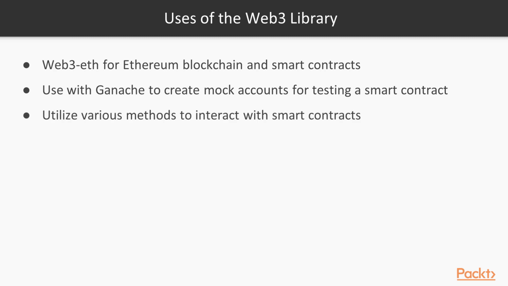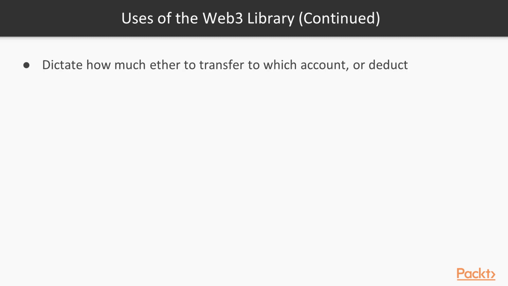It can also utilize various methods to interact with smart contracts. All those collections of modules have specific methods that you can call that can do a lot of interesting things to certain parts of code. It can also inject a custom provider for deployment, if you want to deploy directly from your MetaMask account, for example. It can dictate how much Ether to transfer to which account or how much to deduct. So you can specify which account you want Ether sent to or how much you want taken away from it in a transaction. It can also convert Ether to Wei and Wei to Ether.